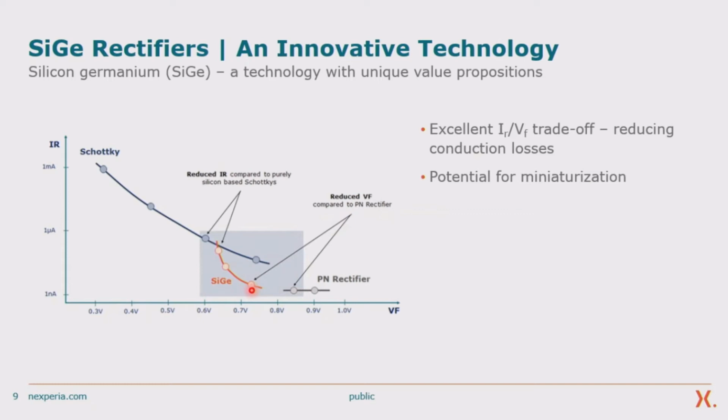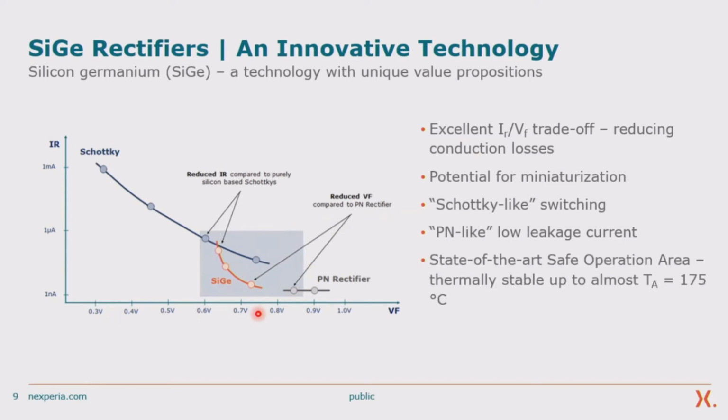The next point is the high potential for miniaturization. Of course, it would be possible to keep VF constant and to shrink the die size and to put the smaller die into smaller packages. We have a Schottky-like switching. So the switching behavior is very similar to a planar Schottky device. And we have a PN-like low leakage current, which results in a very wide safe operating area, which I will show you in a minute, which is stable up to almost 175 degrees C. And of course, all the devices are again 2 times AEC-Q101 qualified.